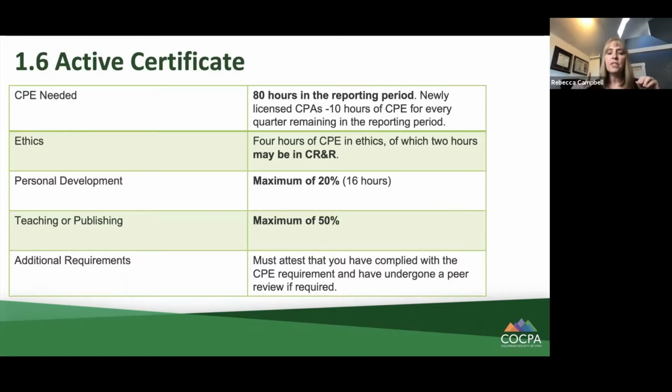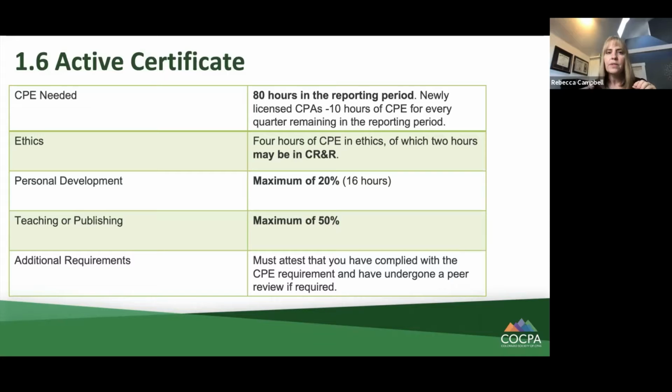And something to draw your attention, out of however many hours you have to get, there is a maximum of 20% in personal development. And personal development are things like time management, leadership, career development. There is a maximum of 50% for teaching and publishing, and we're going to talk about the requirements for that in a moment. And then also when you renew, not only do you have to attest that you have completed or will complete the CPE requirement, you do have to attest that you have undergone a peer review if required.